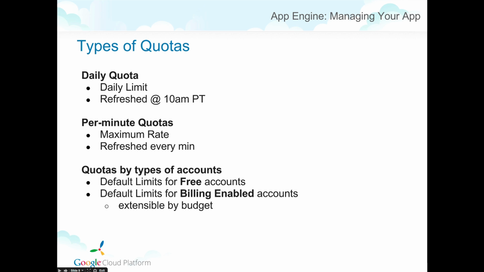Pacific time. We also have a per minute quota. The reason we do this is we don't want one app to drain all the resources in a data center. Believe it or not, that's entirely possible. We use the same infrastructure for our web crawler that we use for the URL fetch. So we put these quotas on there so that you can't consume too fast in one minute.